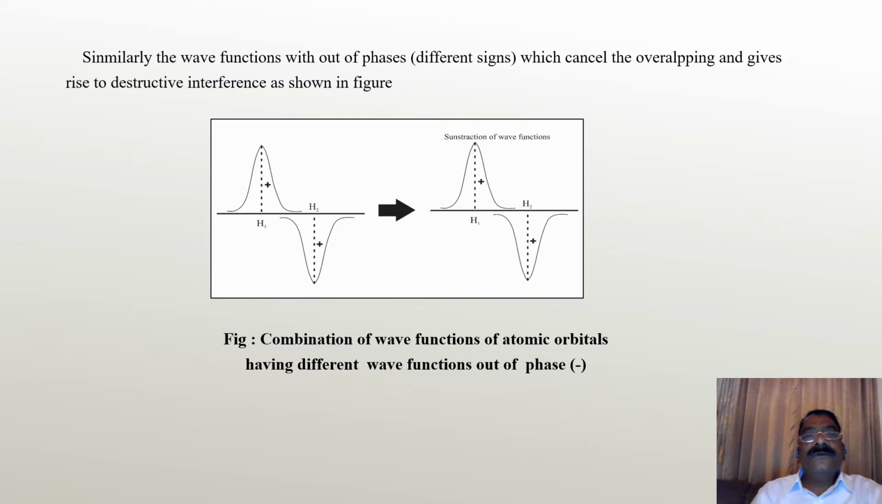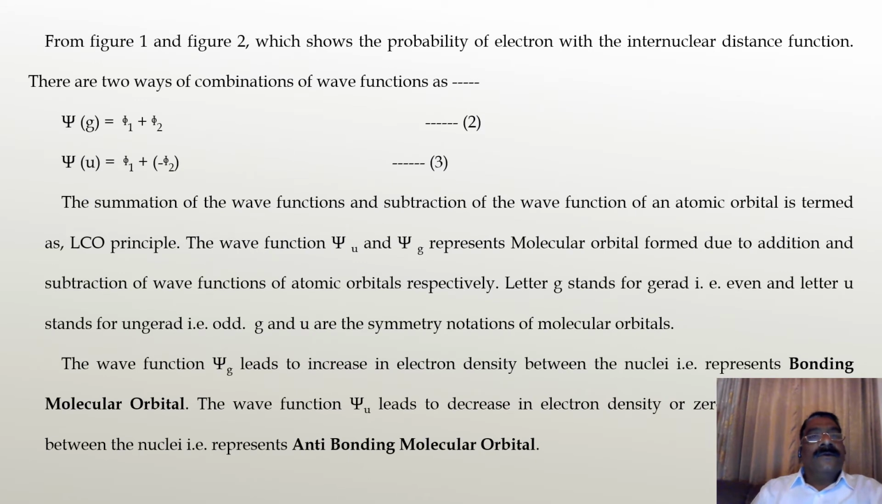Similarly, wave functions that are out of phase, with different sign, cancel the overlapping and give rise to destructive interference. See, there are a crest and a trough. The crest of the first wave and the trough of the second will be combined, and in this combination we have wave functions of atomic orbitals that are out of phase. Figures 1 and 2 show the probability of the electron as a function of internuclear distance.